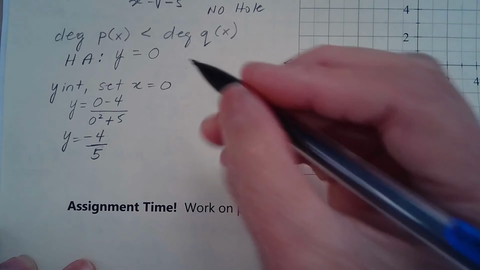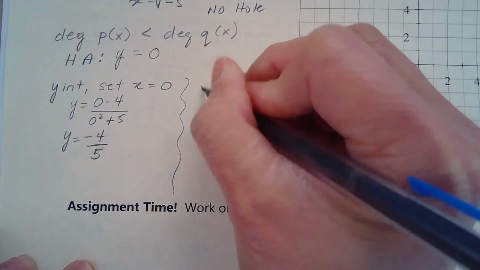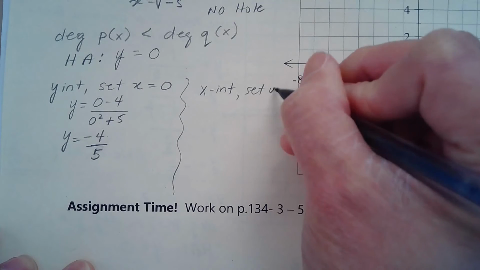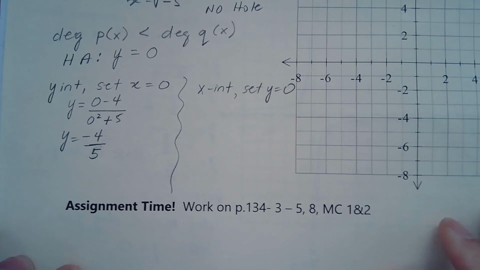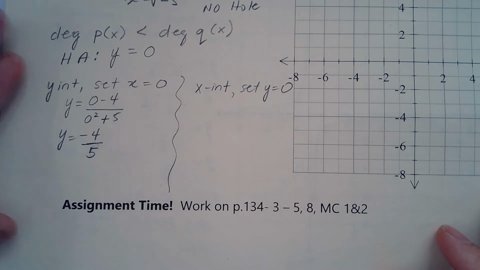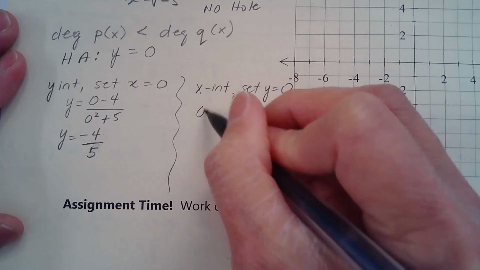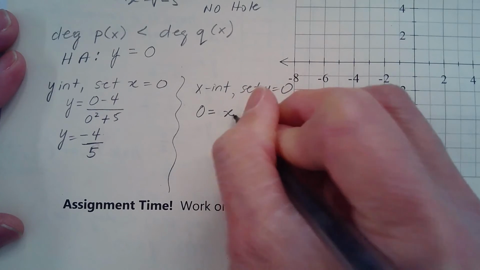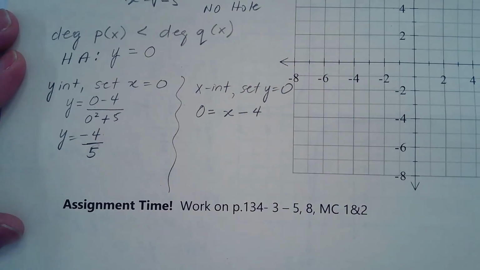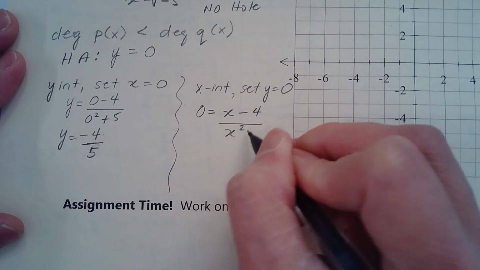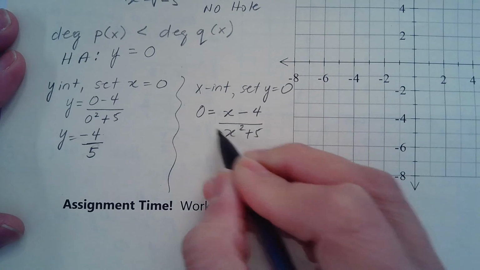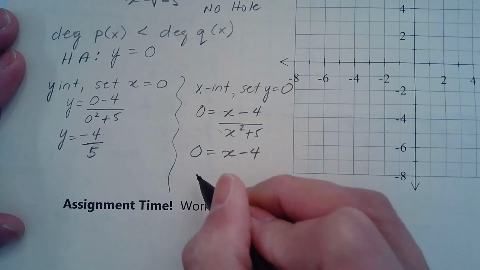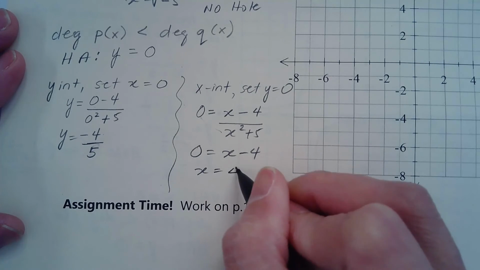Okay, now what about the x-intercept? Set y equals 0. So 0 equals x minus 4 over x squared plus 5. You cross multiply that, so 0 equals x minus 4, so x equals 4.